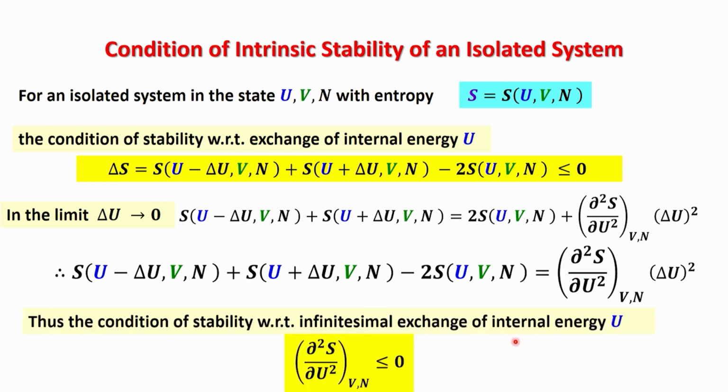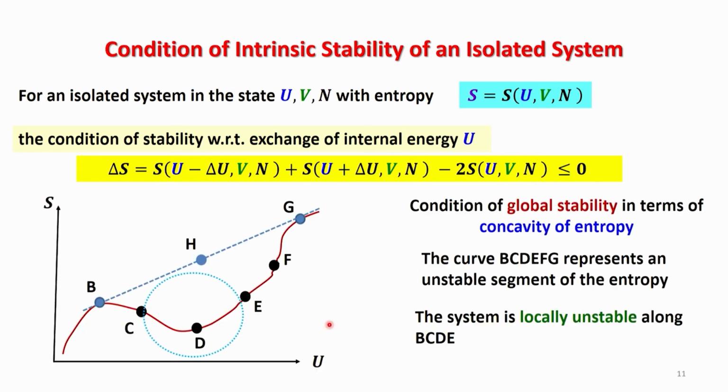Therefore, I can say that the condition of stability with respect to infinitesimal exchange of internal energy, that is given by del square S del u square under suitable constant condition, must be less than or equal to 0 for the system to be stable locally. Under this condition, I find that this entire segment is globally unstable for entropy if the red curve represents the variation of S with u, and I also find that here the curvature is positive.